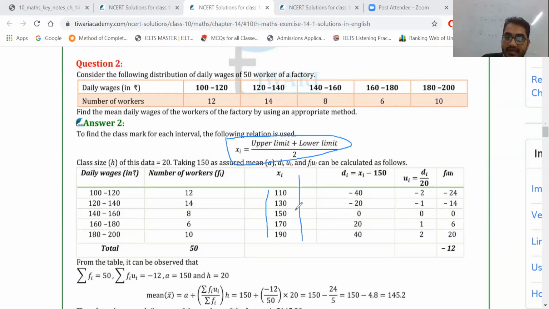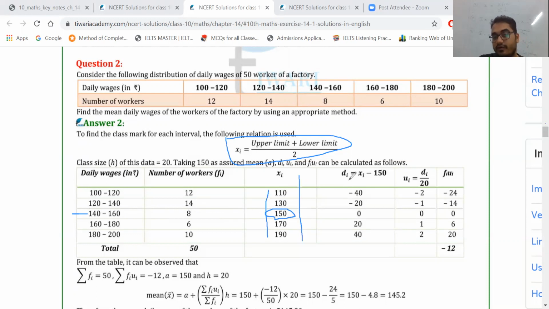Now from here we'll take one a. That is what we are going to assume. We are assuming 150 as our a. Now why am I assuming 150? Because that is in the middle of the data. As you can see, two are upside and two are downside, so that is in the middle. So that's why we are assuming 150 as our a.